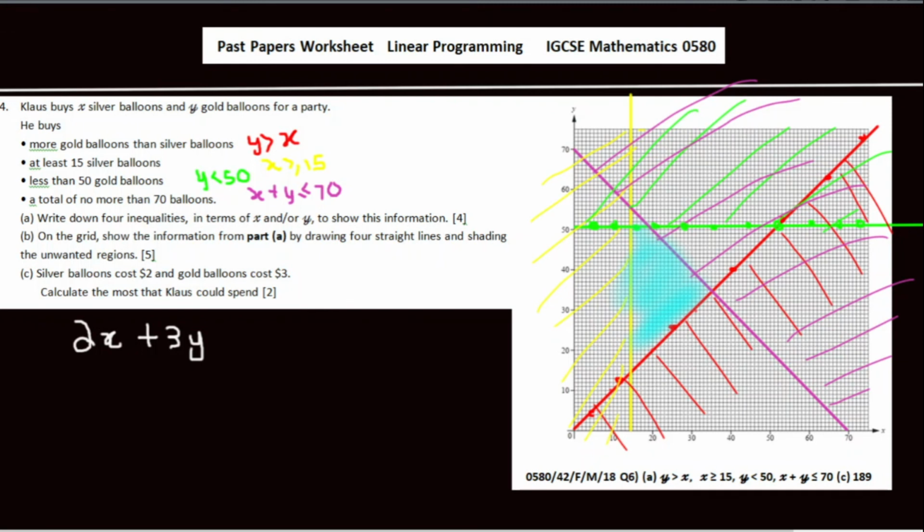So looking in the blue region, the biggest possible value is 49. It can't be 50 because 50 is a dotted line and we can't choose a dotted line. So when y is 49, the maximum possible value of x is 21. So let's use these values. 2 times 21 plus 3 times 49. What do we get? 2 times 21 plus 3 times 49 gives us 189. Yes, that's the correct answer.